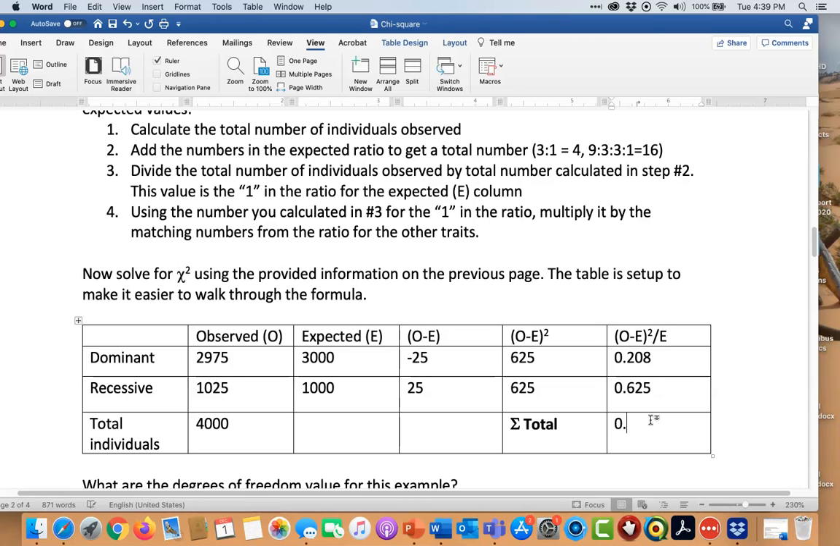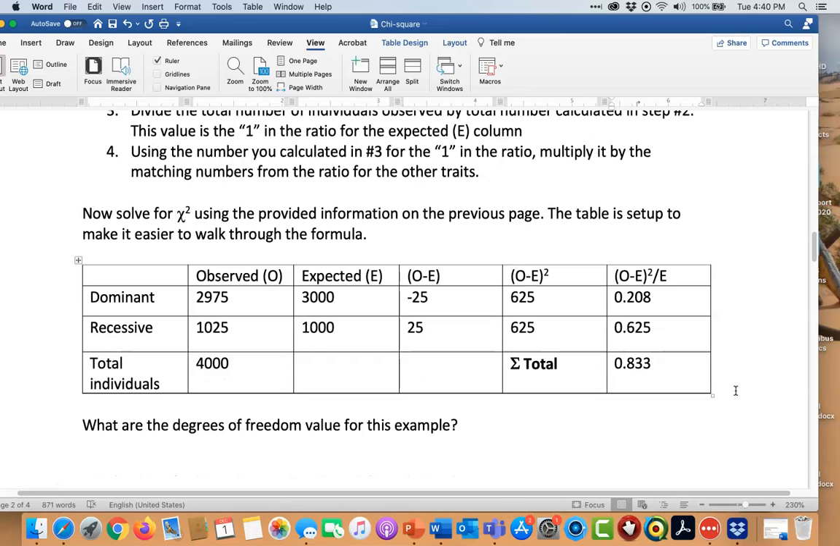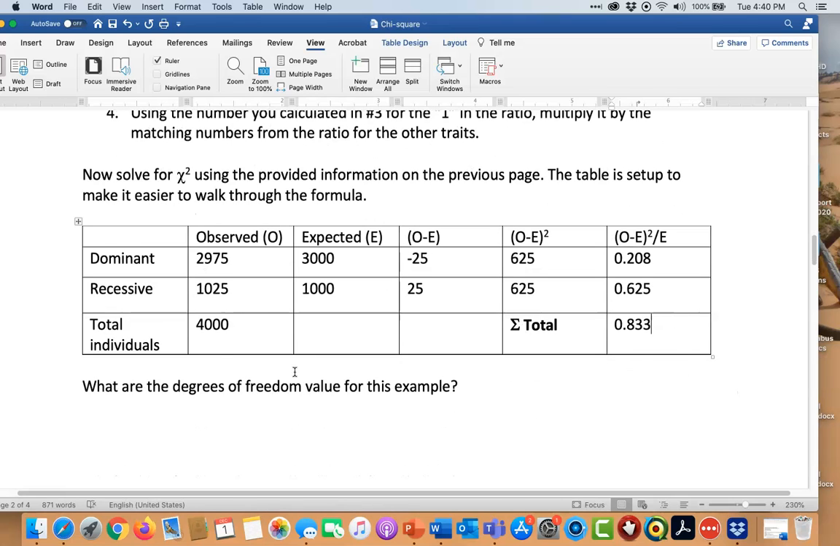And you get 0.833. The nice thing about this table is it doesn't just keep your stuff organized, but it makes sure that you do all of the calculations. So now you've got your chi-squared. You can look up the information on the table.